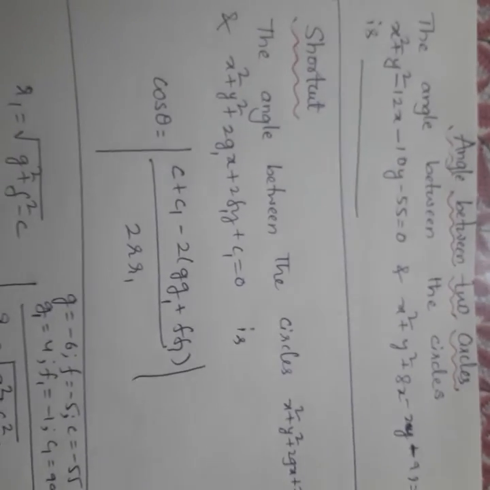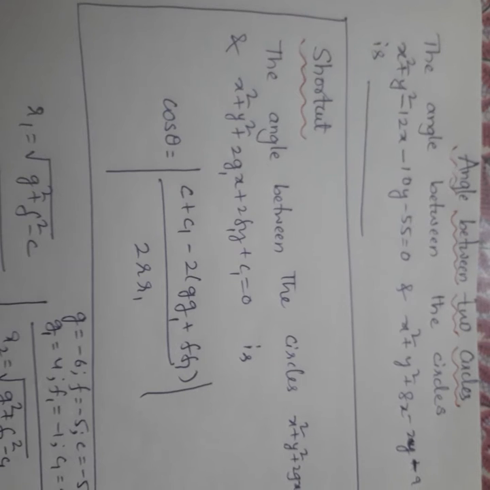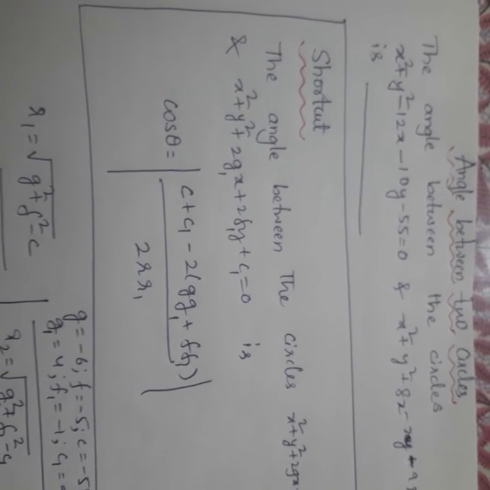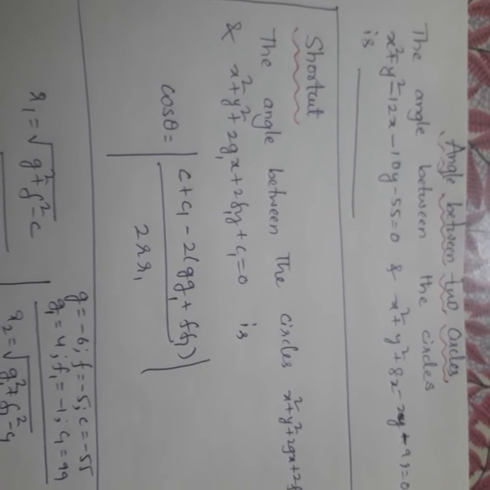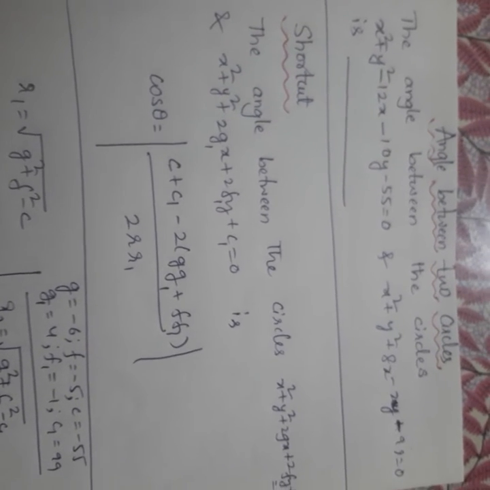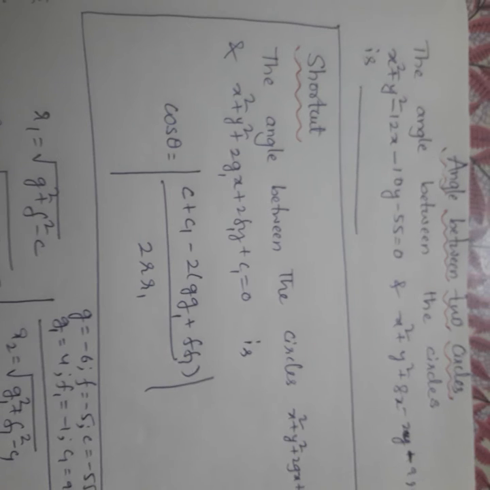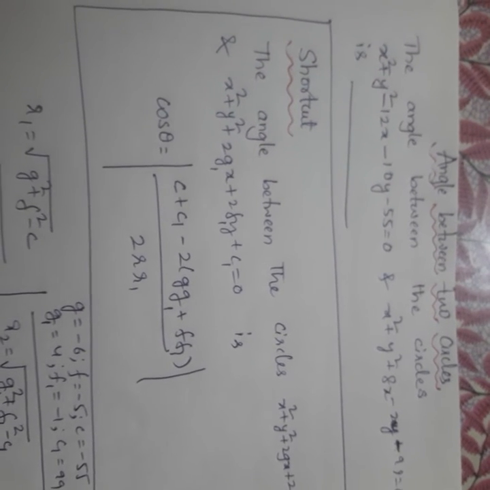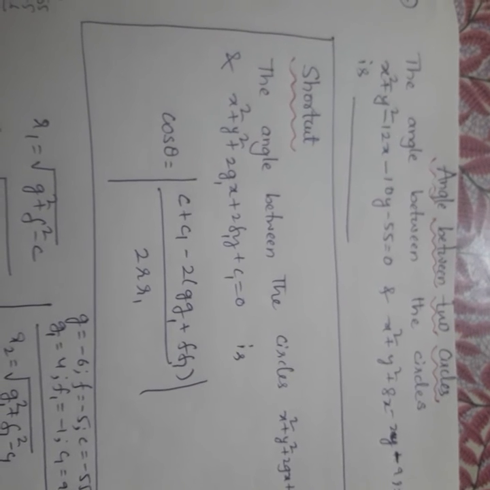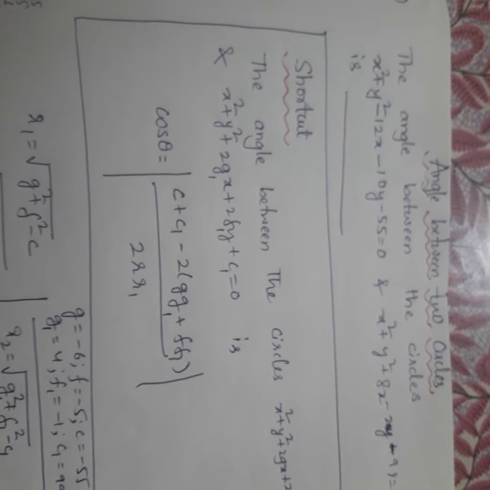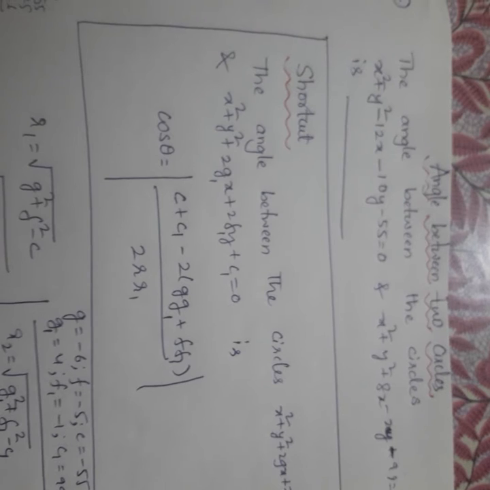The question is: the angle between the circles x square plus y square minus 12x minus 10y minus 55 equal to 0 and x square plus y square plus 8x minus 2y minus 99 equal to 0 is dash. So in this question, he has given two circles, circle 1 and circle 2. He is asking us to find the angle between these two circles.